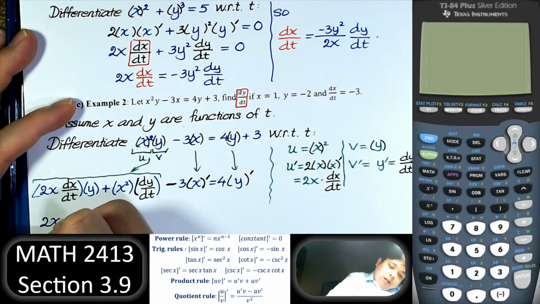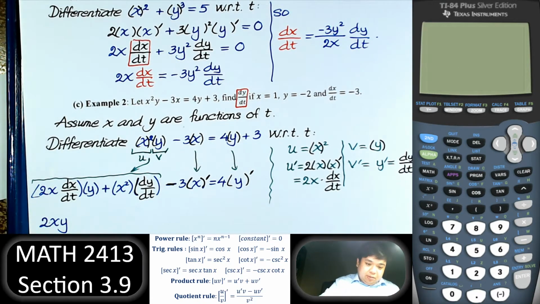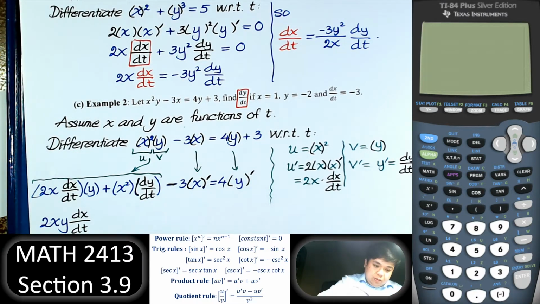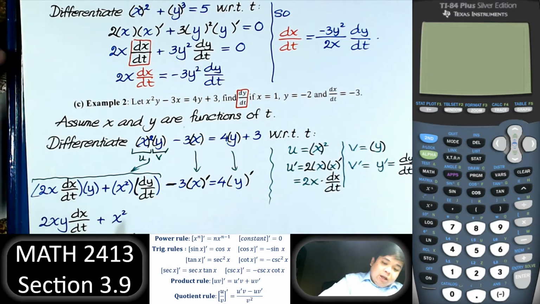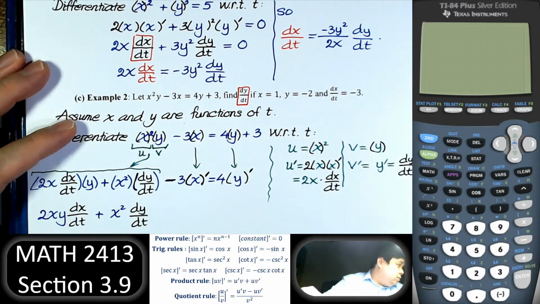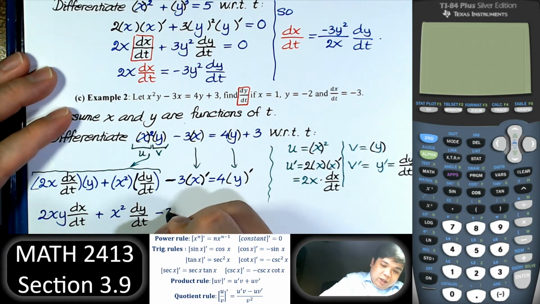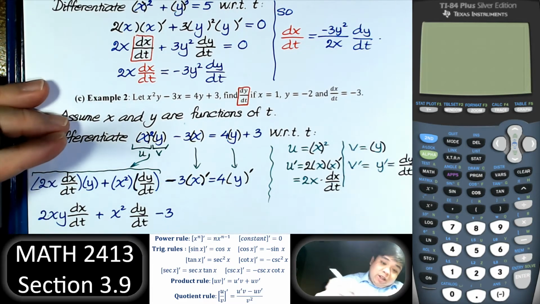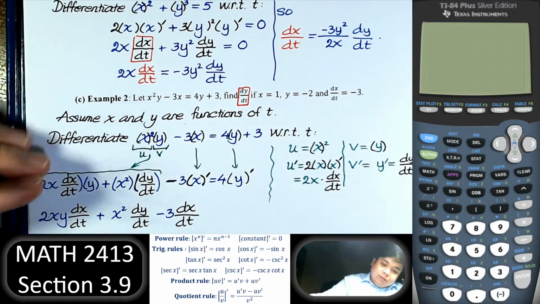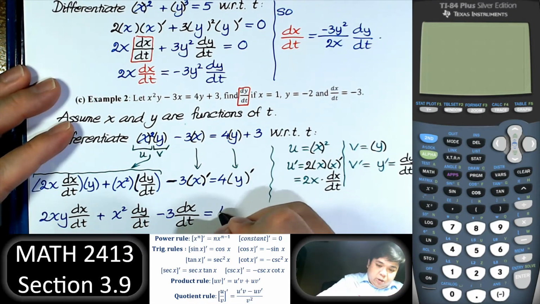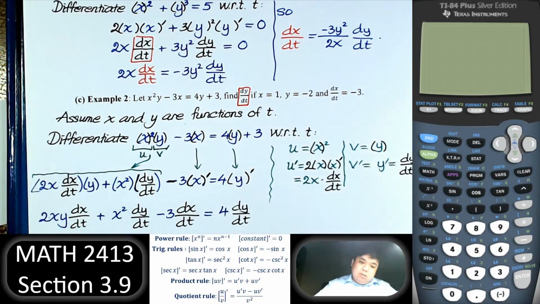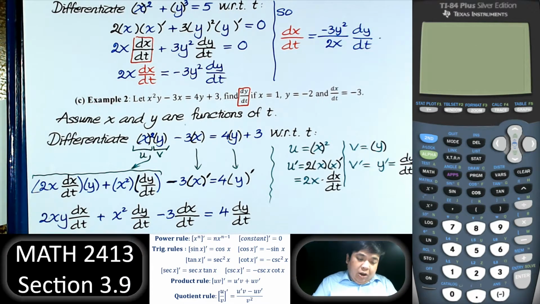That gives us 2xy dx over dt plus x squared dy over dt minus 3 x prime, that will be dx over dt because x is a variable that depends on t, equal 4 dy over dt. Right, so that's what we have.